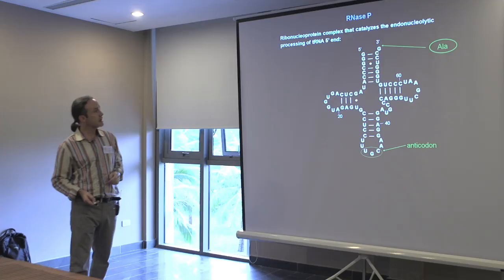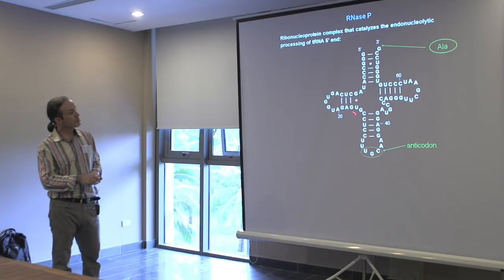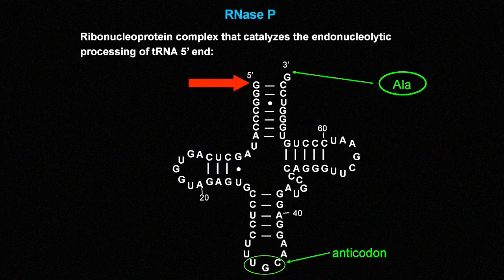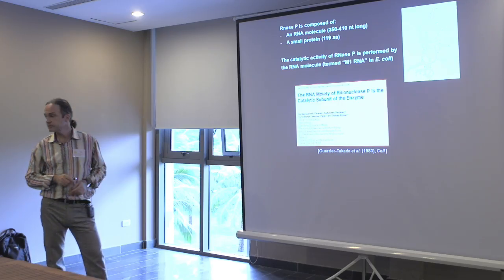The group of Sidney Altman was working with the precursor of tRNA, transfer RNAs, that will accommodate the amino acid and interact with the ribosome to perform the translation. They need to be cut at this site, at this end of the molecule, and the molecule that cuts is in fact a ribonucleoprotein composed of an RNA motif and a small protein.